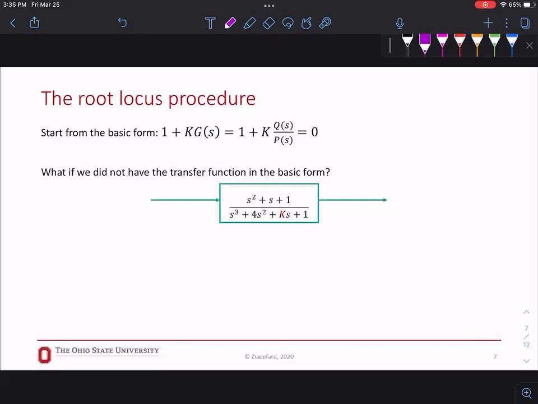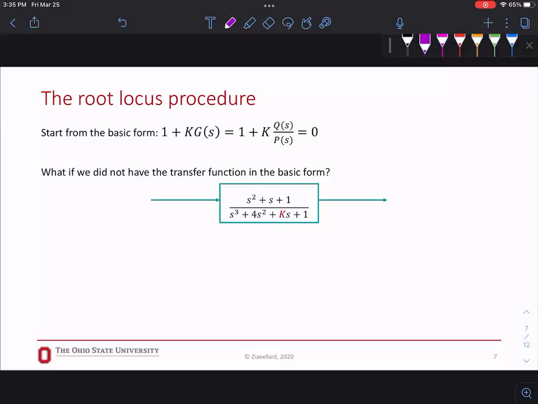Root locus procedure. You always want to start from the basic form, because we want to get that P over Q over P. We are going to use those two, numerator and denominator, to plot the root locus.